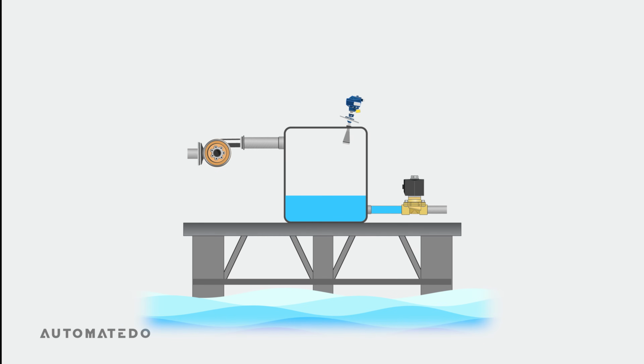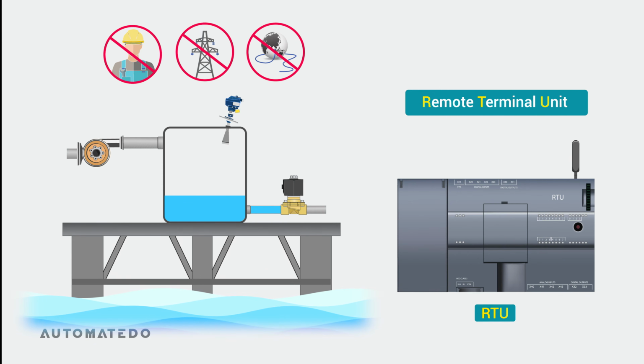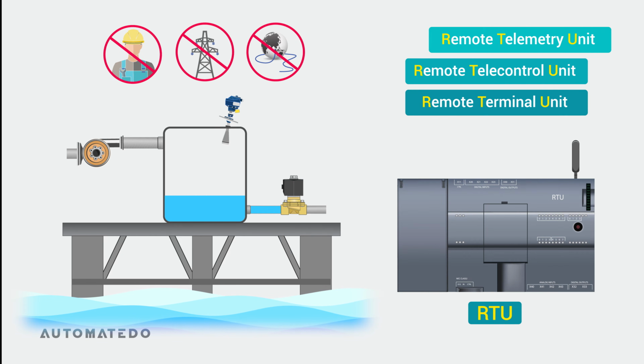If you are looking for a solution to keep track of remote measuring stations that are geographically dispersed, where most of the time nobody is out there, there is no connection to the electricity grid, and no wired connection can be established, Remote Terminal Unit or RTU is your best choice. An RTU is sometimes referred to by other terms, such as Remote Telemetry Unit or Remote Telecontrol Unit.